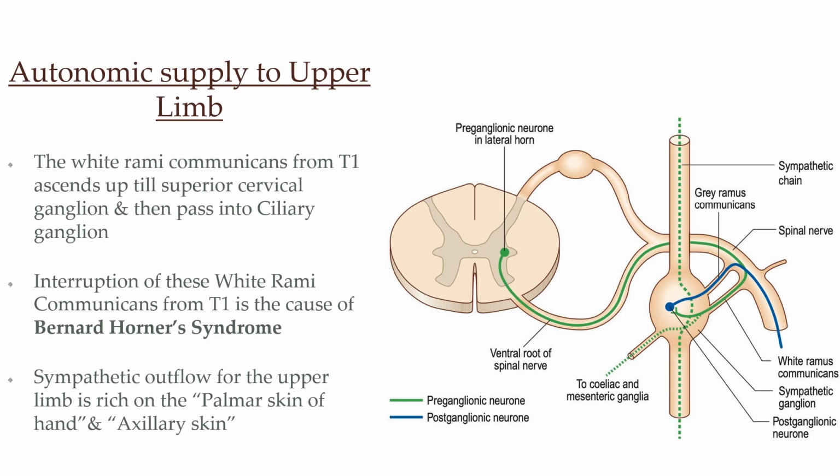The white ramus communicant of the first thoracic spinal nerve ascends up in the sympathetic chain and relays in the superior cervical ganglion. From here, the postganglionic fibers arise and they enter into the ciliary ganglion, from where without relay they pass on to the smooth muscles present in the upper eyelid and in the pupil, and innervate the sweat glands present over the face region. So whenever interruption of these white ramus communicants of the first thoracic spinal nerve occurs, the condition which arises is called Bernard-Horner syndrome or simply Horner syndrome.